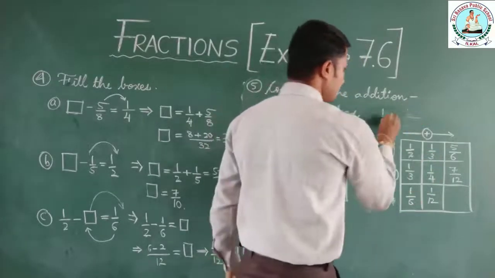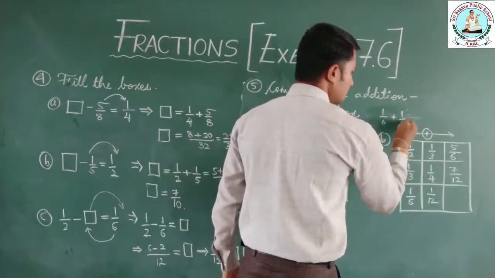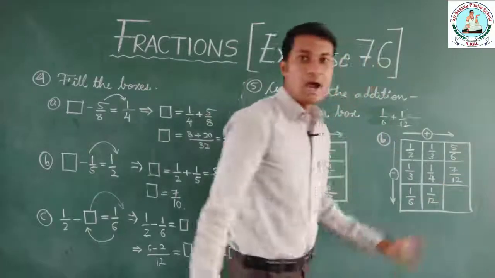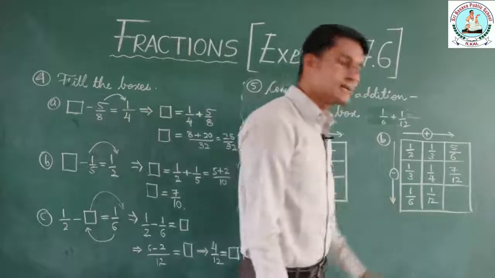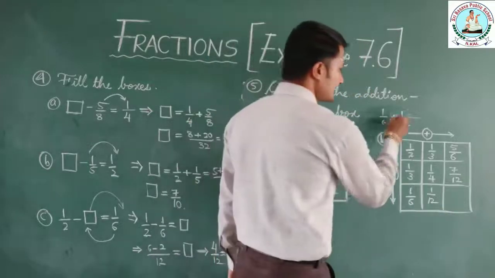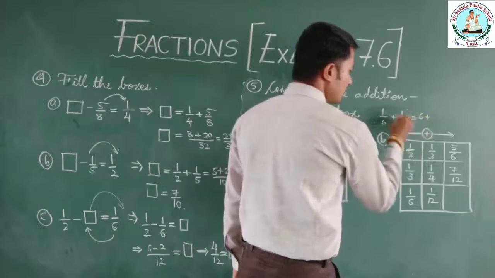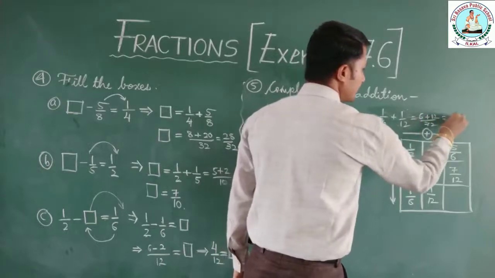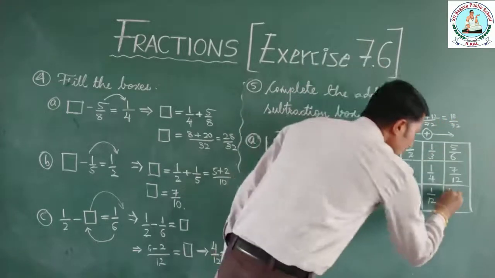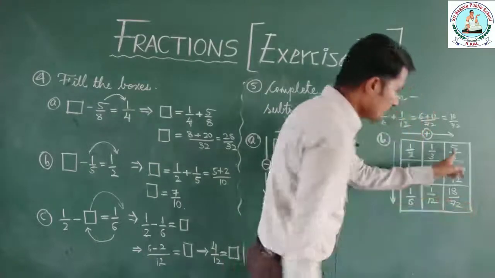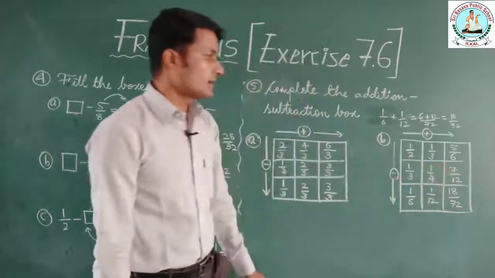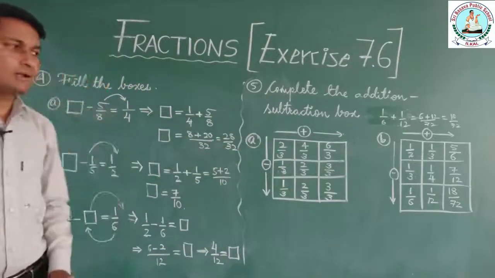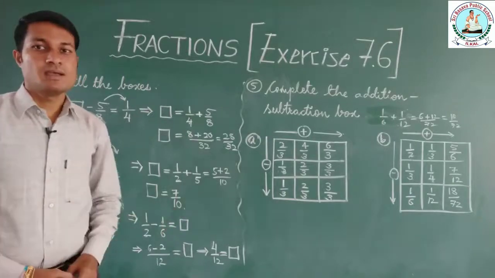So 1 by 6 plus 1 by 12, because I am moving like this. That's why I am doing addition here. If I moved like this, I would have done subtraction, but I am moving like this, that's why I am doing addition. So 6 ones are 6 plus 12 ones are 12, divided by 12 6s, it is 72. So 12 plus 6 is 18, 18 divided by 72. So you can write the answer as 18 by 72. In this way you can fill those boxes with appropriate answers by doing addition and subtraction.